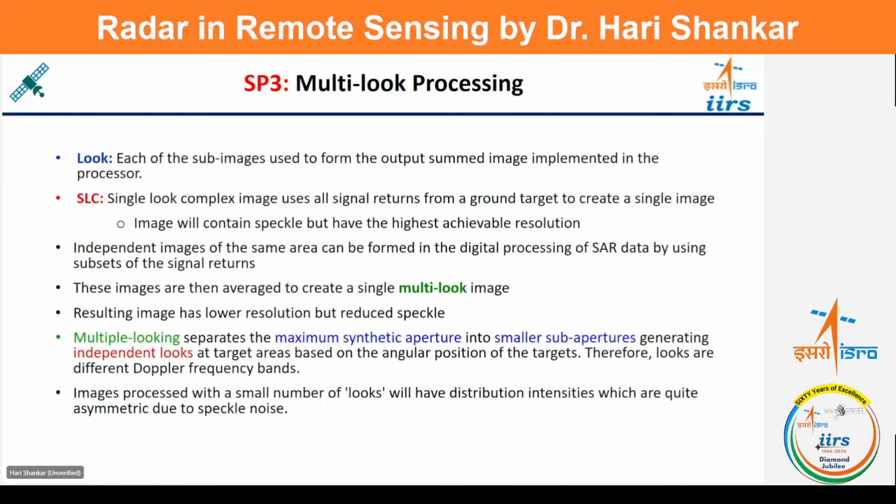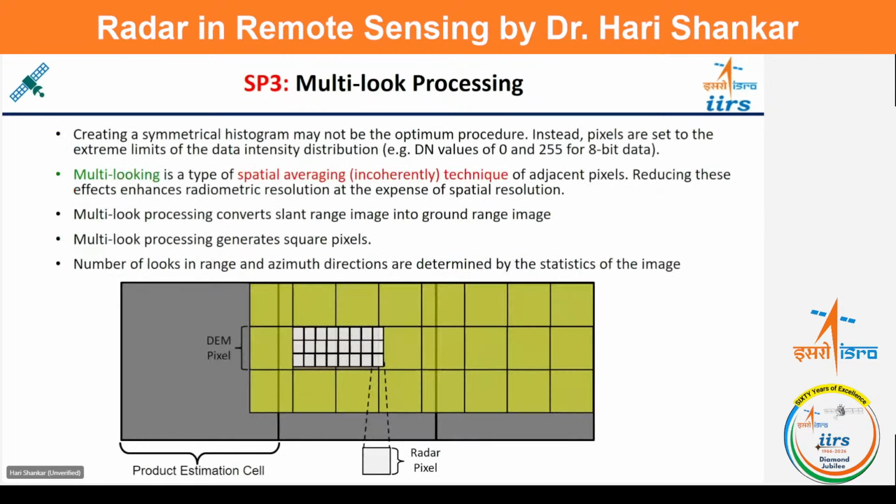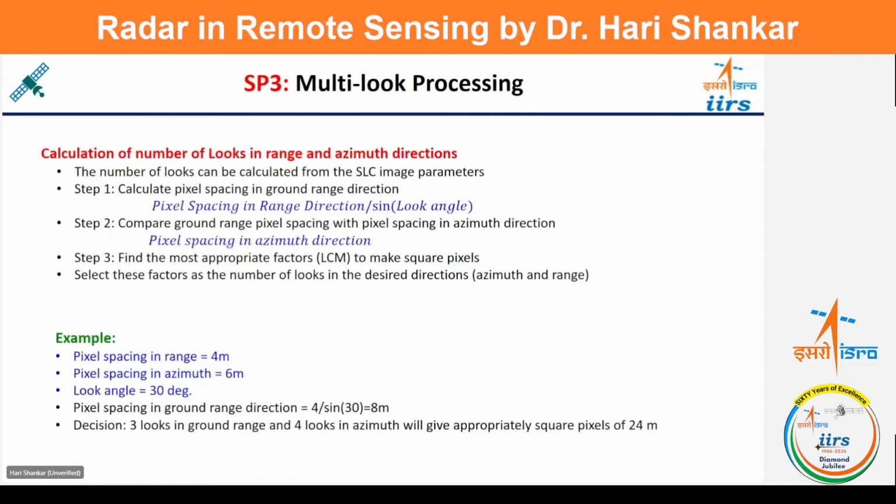Okay, here you can see another example of multi-looking. The same example is there, where we are averaging multiple pixels along the range and azimuth and creating a bigger pixel so that the effect of speckle can be reduced. The speckle multi-look factors you can calculate like this.